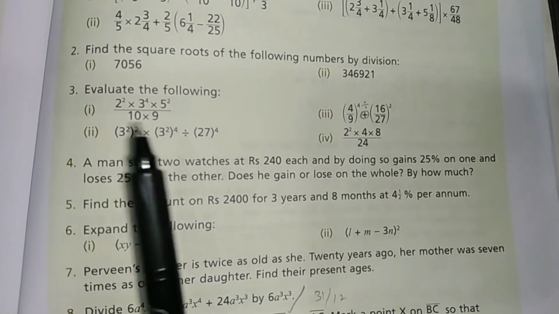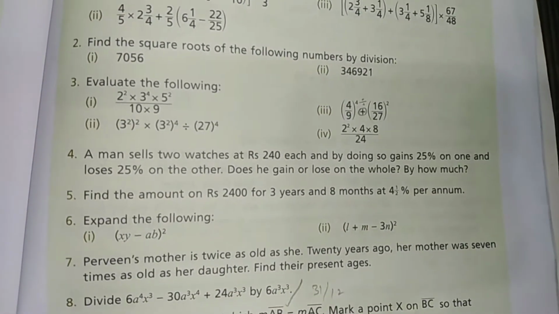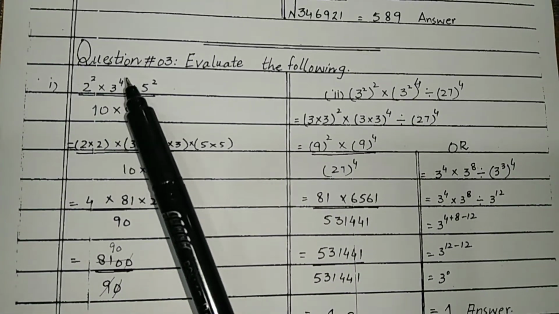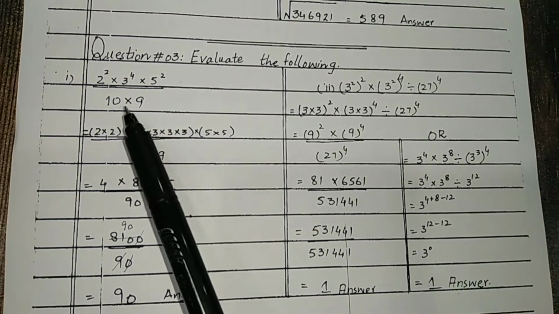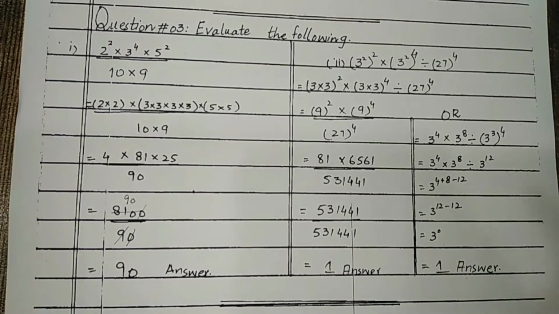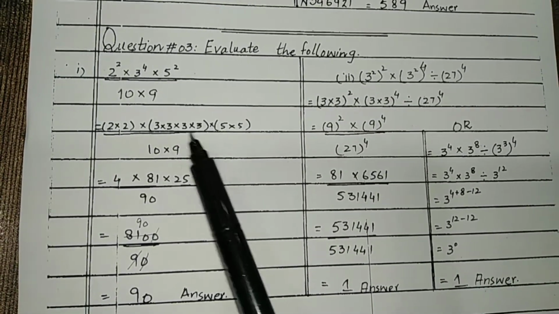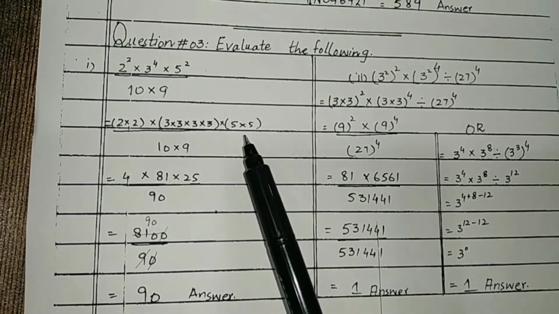Question number 3, evaluate the following. It consists of 4 parts. The first part is 2 power 2 times 3 power 4 times 5 power 2 over 10 multiplied by 9. So 2 power 2 can be written as 2 times 2, 3 power 4 as 3 times 3 times 3 times 3, and 5 power 2 means 5 times 5.